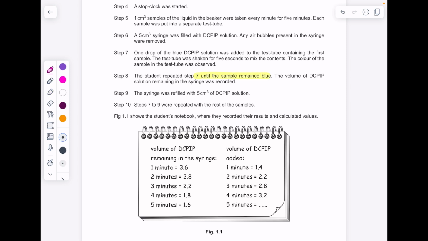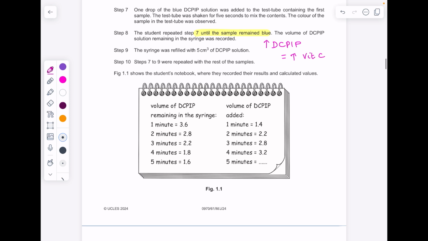So this is quite unusual. Usually the way around you do it is that you add your DC-PIP and it should turn colourless. The fewer drops of DC-PIP needed, the higher the concentration of vitamin C. Because we're wanting that DC-PIP to remain blue, actually what we need to say is that if we need more DC-PIP for the solution to remain blue, that actually indicates a higher concentration of vitamin C. Steps 7 to 9 were repeated with the rest of the samples.